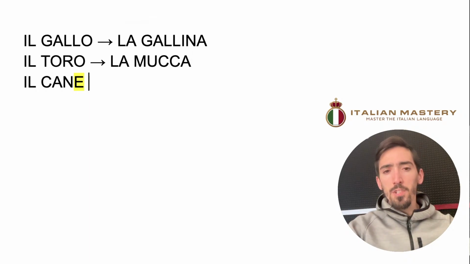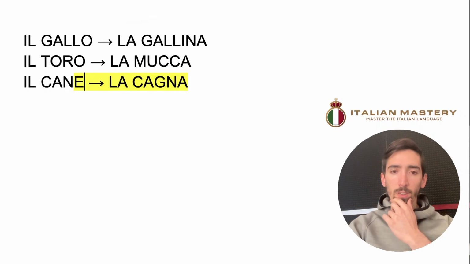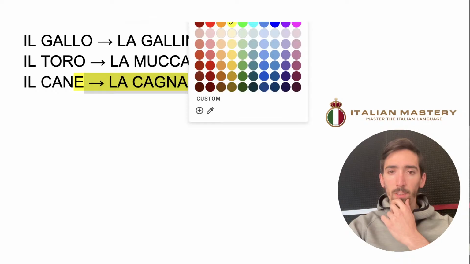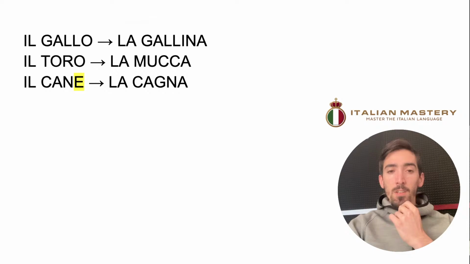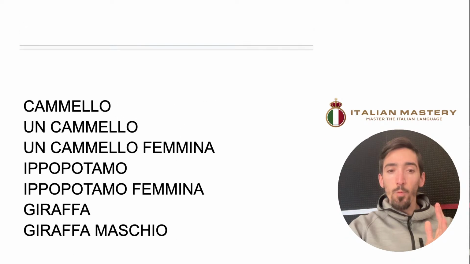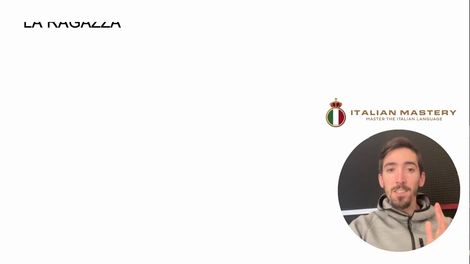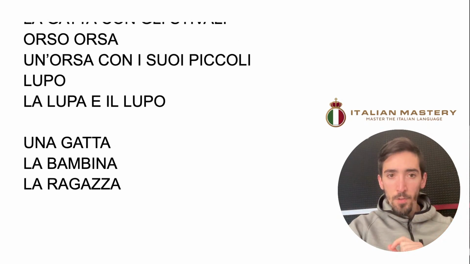And cane, much less common. La cagna si dice. So we can put that there. So as you can see, we have situations in which the word is completely different. We have situations in which the word is different in the sense that we just changed the ending. Orso, orsa, lupa, lupo.